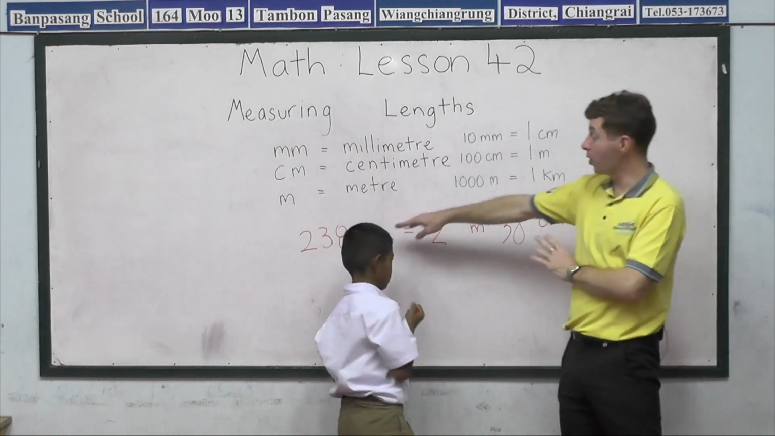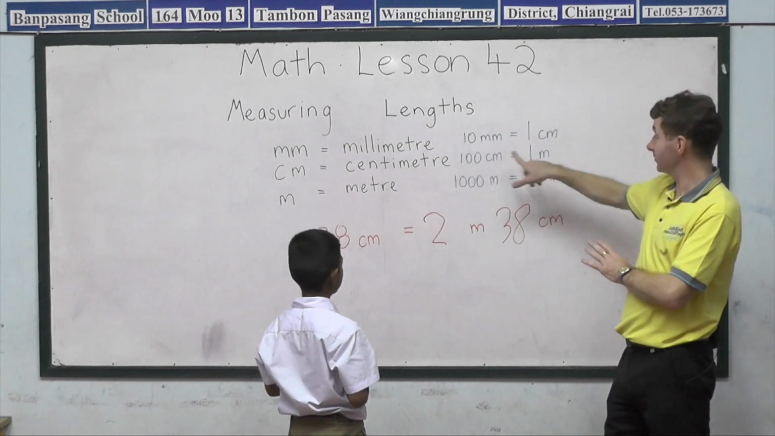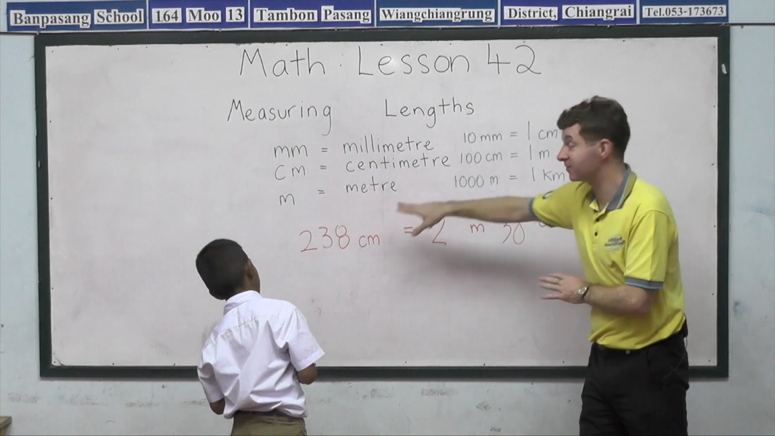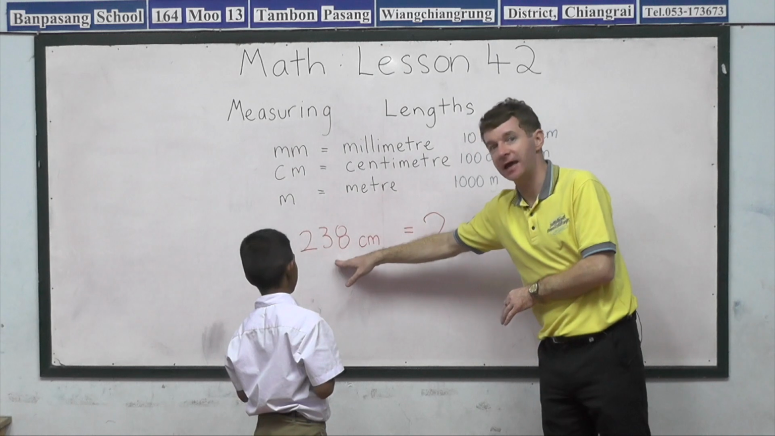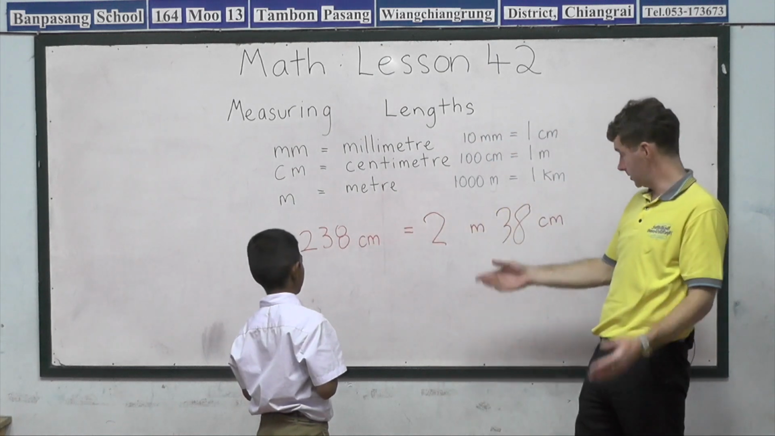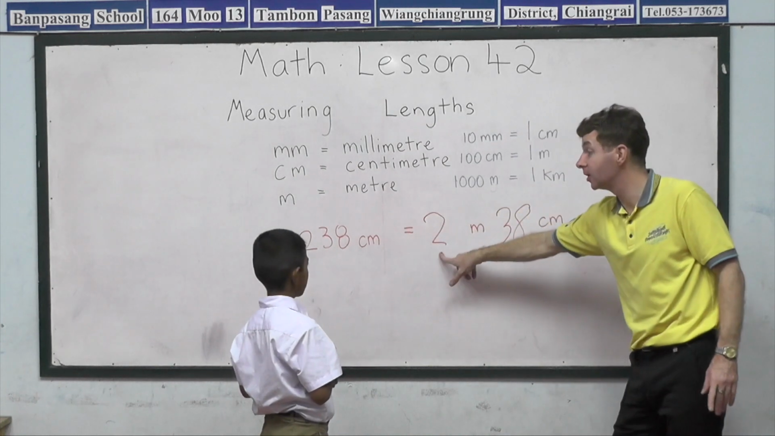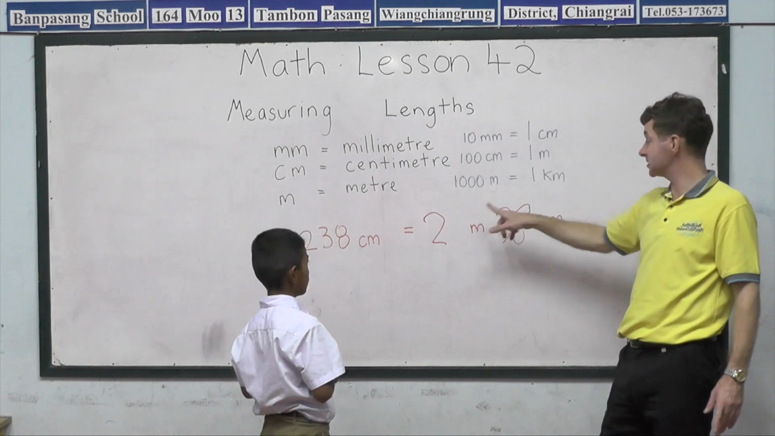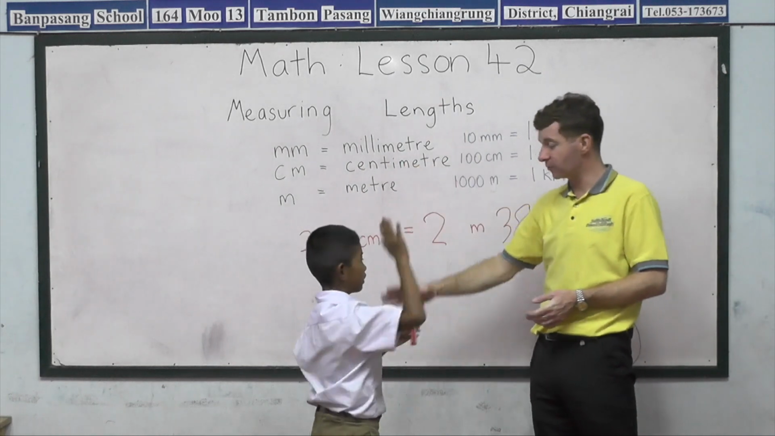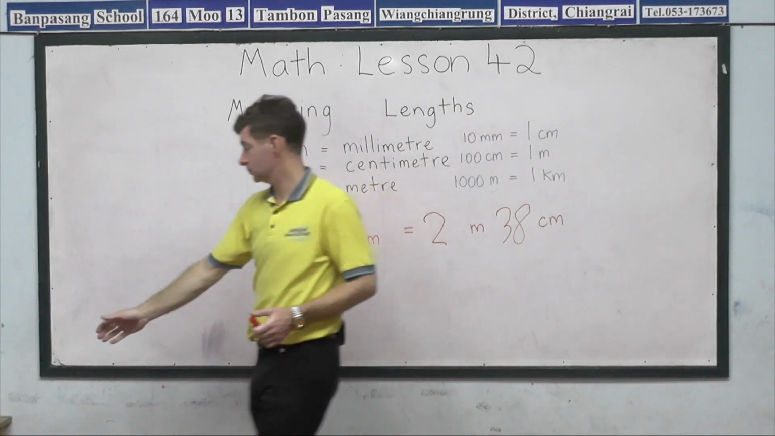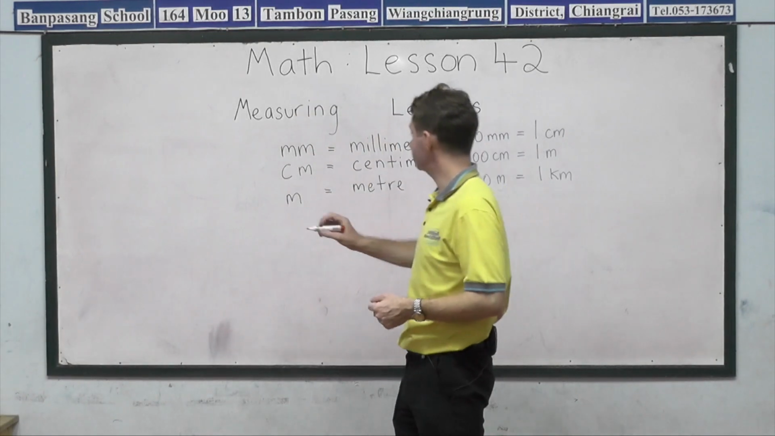Excellent. You see, 238 centimeters. 100 centimeters is 1 meter. So 200 centimeters is 2 meters. And then again, we still have our 38 centimeters. So we can't forget, we need to include it, so 238 centimeters equals 2 meters, 38 centimeters. High five. Excellent work. Well done. Round of applause for Pat. Okay, so next, this time we'll go down.